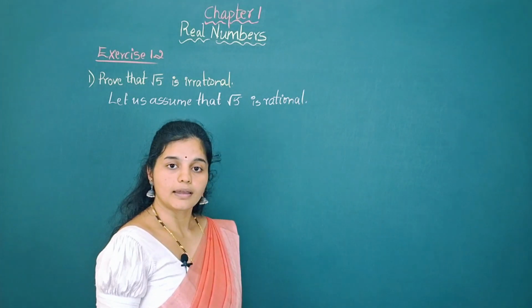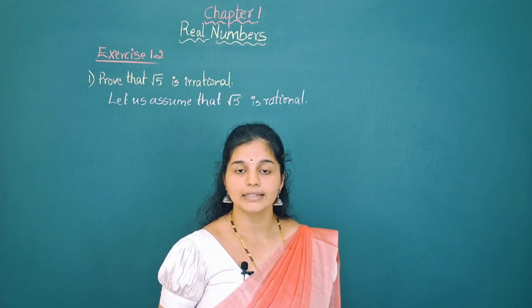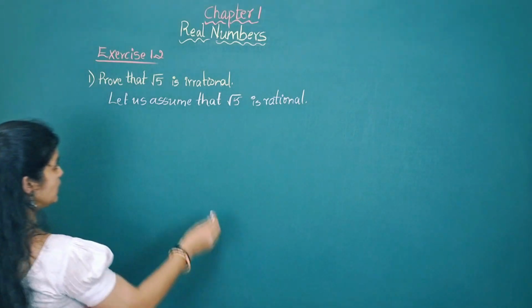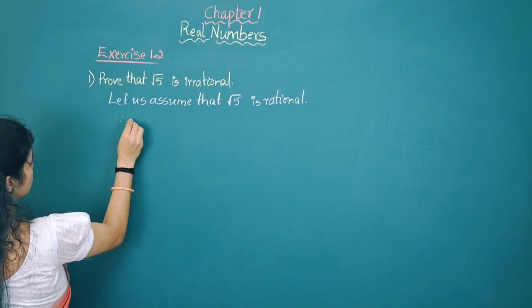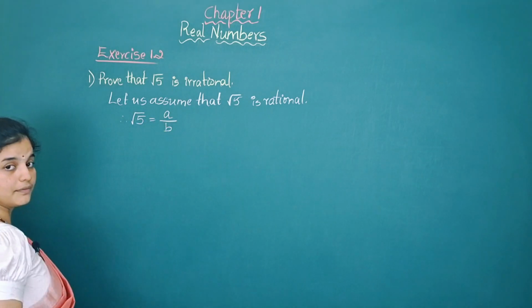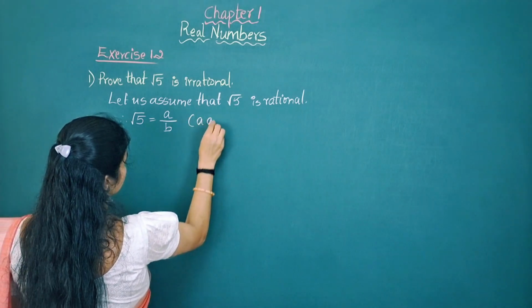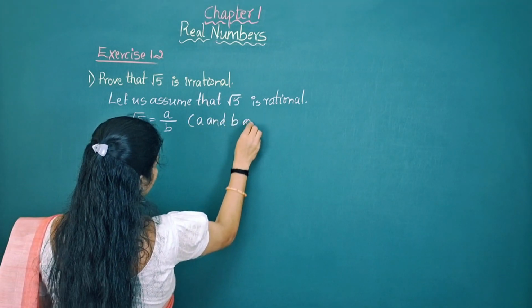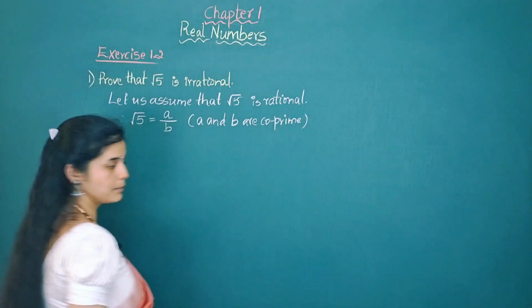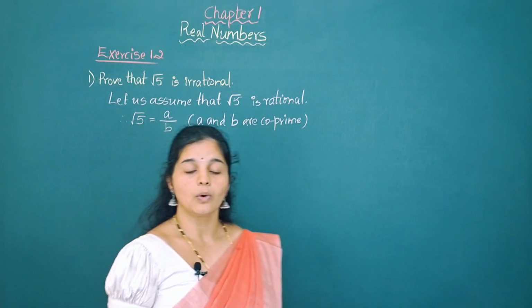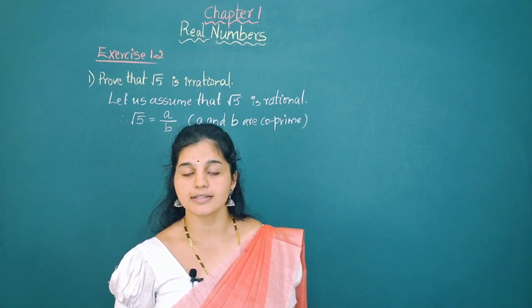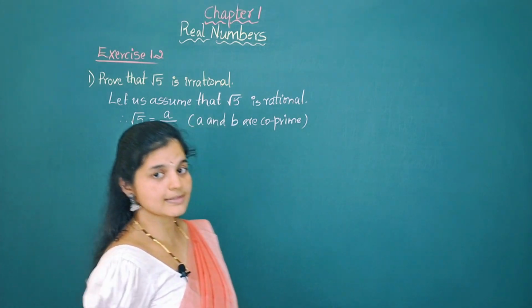You know, every rational number can be written as a ratio of coprimes. So therefore root 5 can be written as a by b, where both a and b are coprimes. You know what is coprime? Coprime means two numbers which have only one as their factor. One is the only factor of two numbers, then those two numbers are called coprimes.